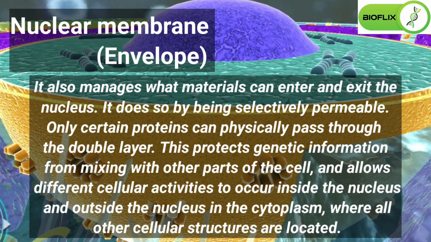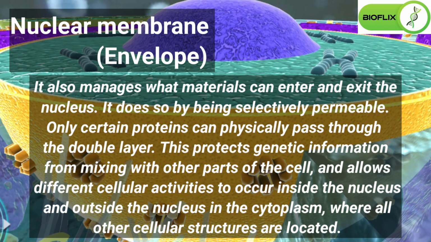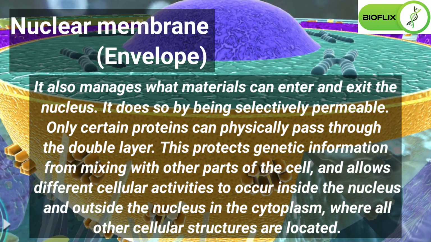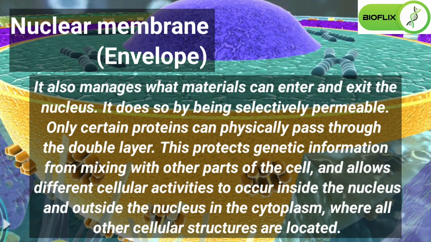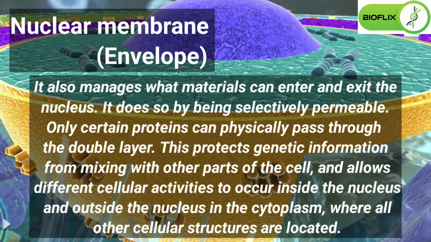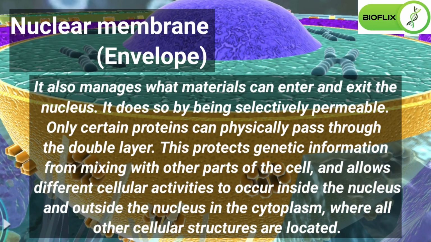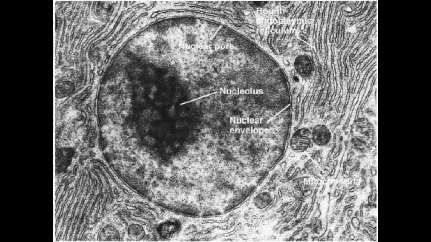This protects genetic information from mixing with other parts of the cell, and allows different cellular activities to occur inside the nucleus and outside the nucleus in the cytoplasm, where all other cellular structures are located. Now see, this is how the nuclear membrane looks under a microscope.